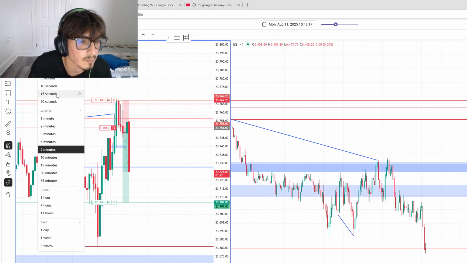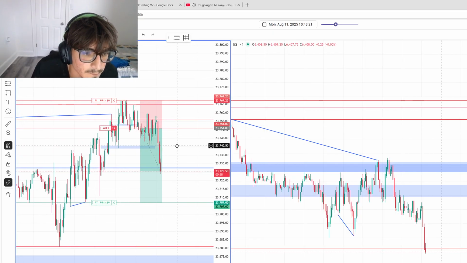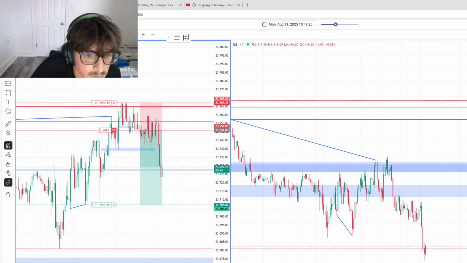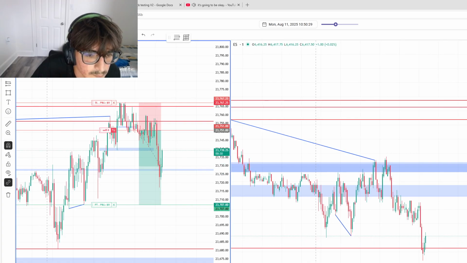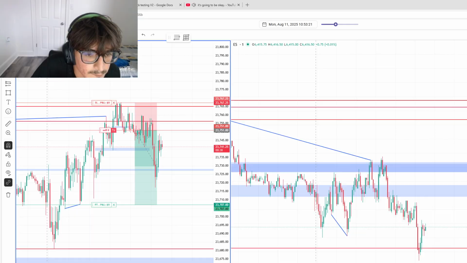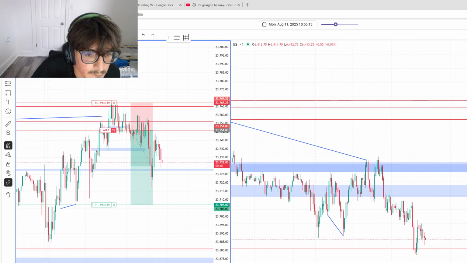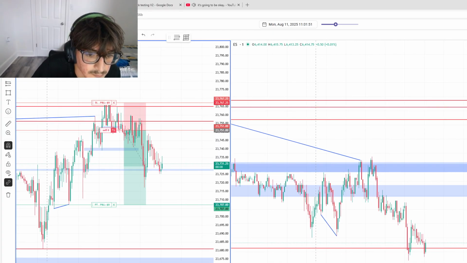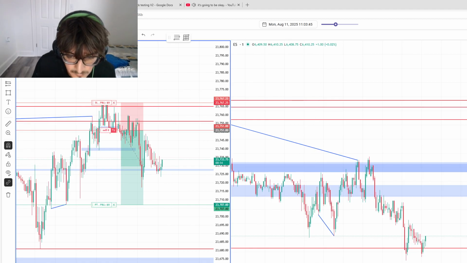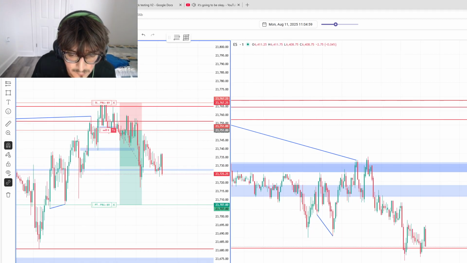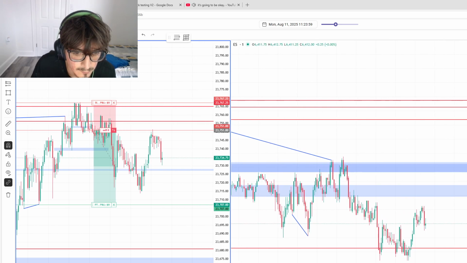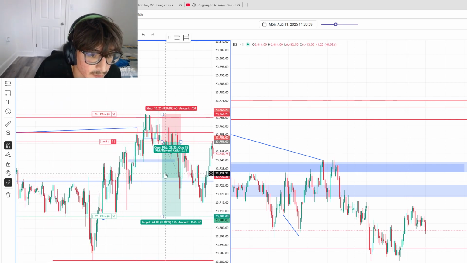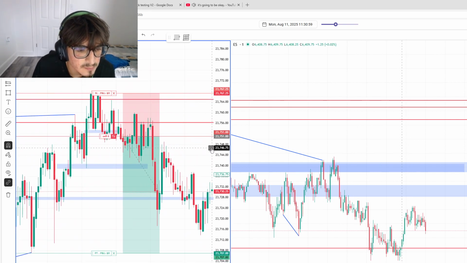Okay, looks like this should end up playing out. Just don't even know how I would describe this trade, honestly. Just chopping around. All right, so I mean, I'm kind of upset. I mean, I faded this trade for a reason.